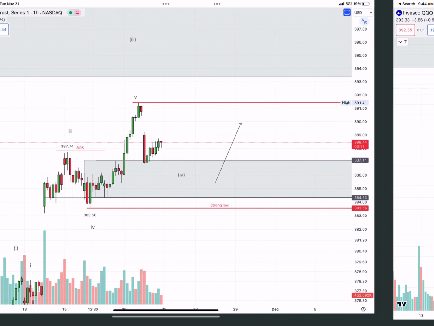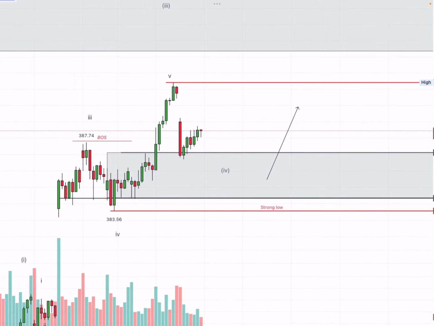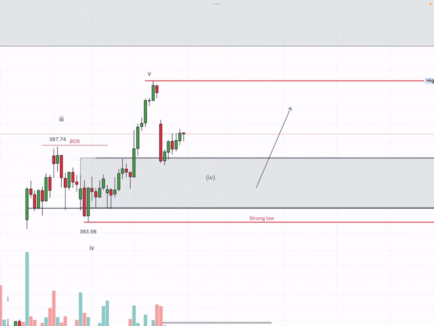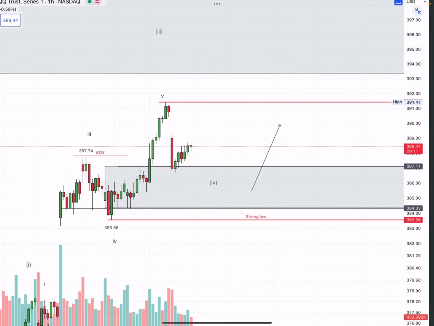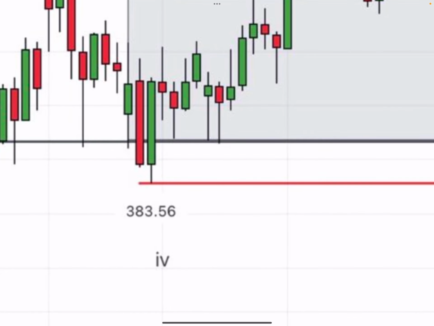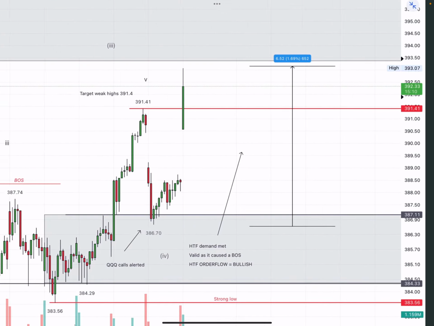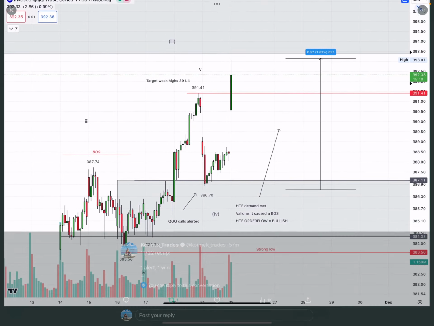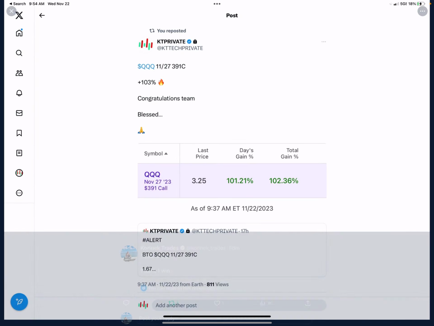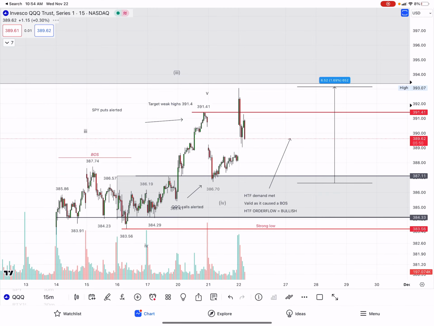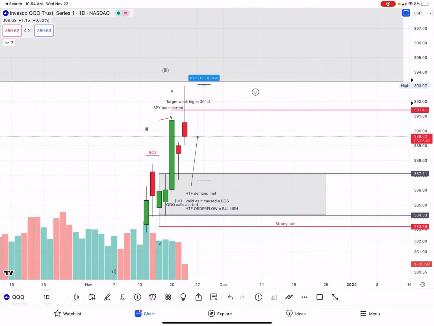Okay, look, guys, I just cannot make this stuff up. From 387 entry of QQQ calls up to 391.40, the before and the after. Okay, look at that. Just look at that price delivery, guys. Just absolute perfection. Okay, but I'm going to show you exactly how we did it. Okay, so I sent my alert out yesterday. I want to show you how I had identified the zone, guys.